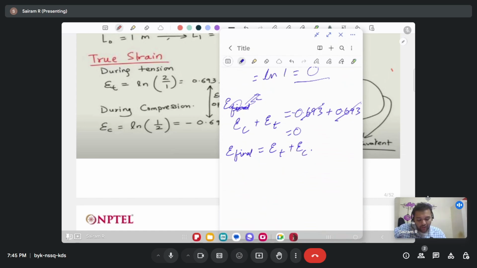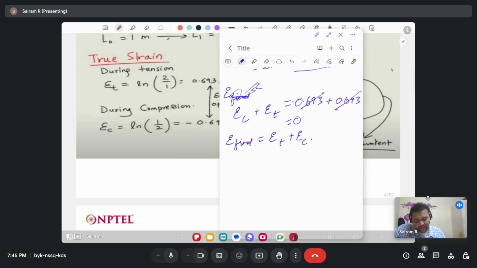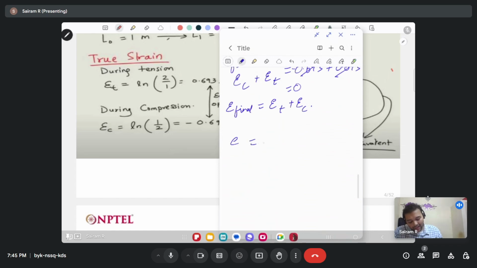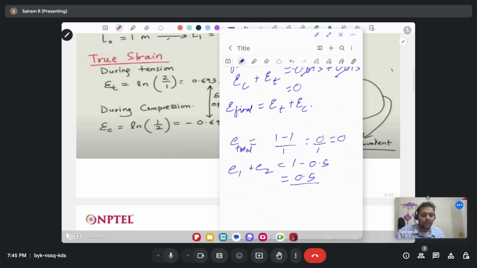But this is not going to be the case for engineering strain, because E might be 1 minus 1 by 1, which is 0 by 1, which is 0. But if we compute E1 plus E2, it is going to be 1 minus 0.5, which is 0.5. And it is not the same as the E total, right? So the engineering strain does not follow the rule of additivity either.